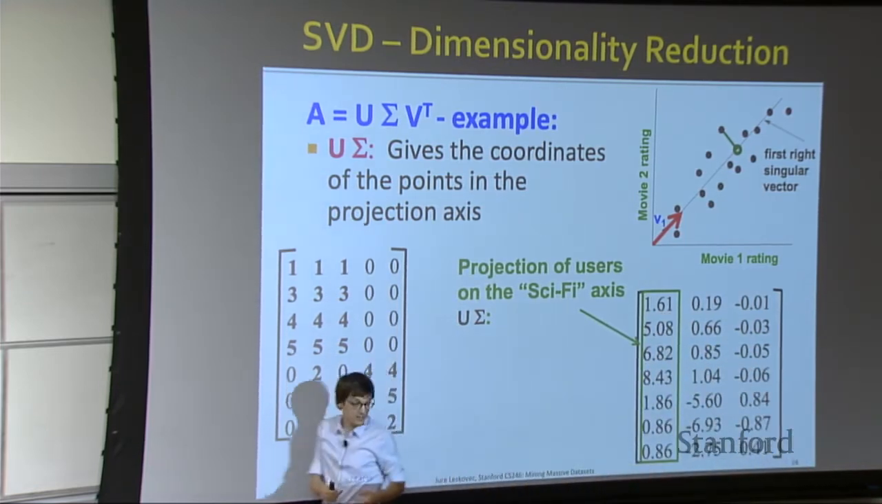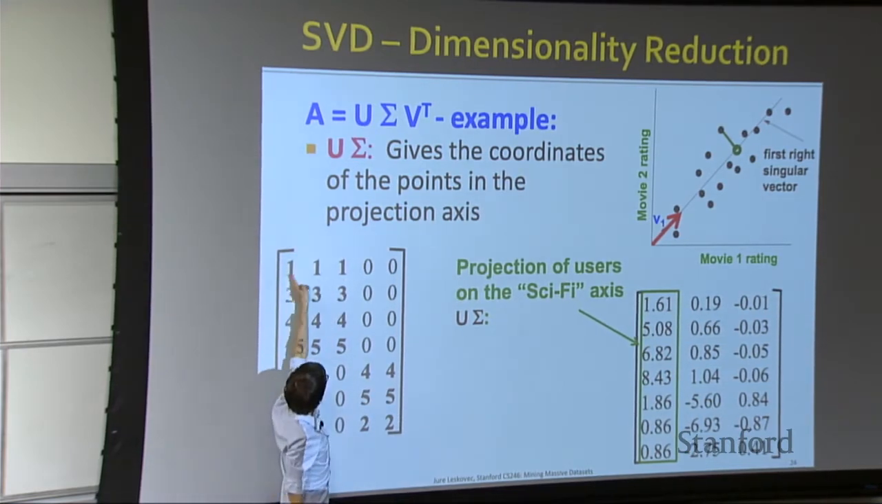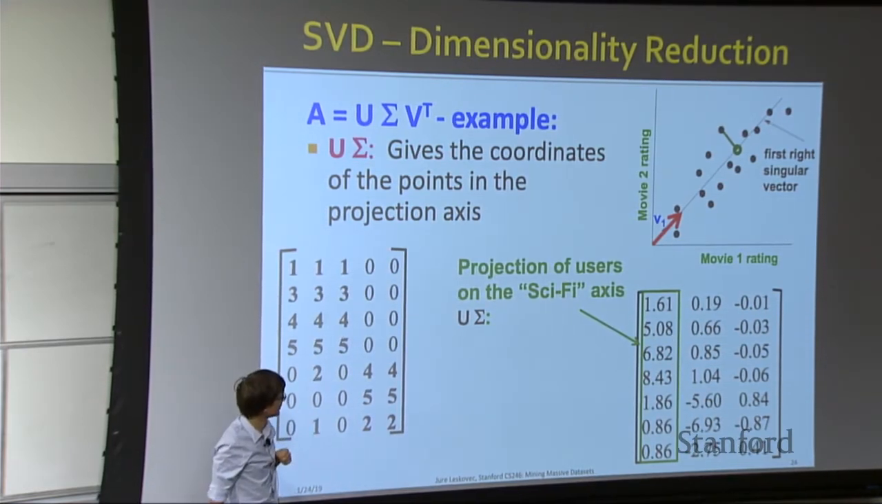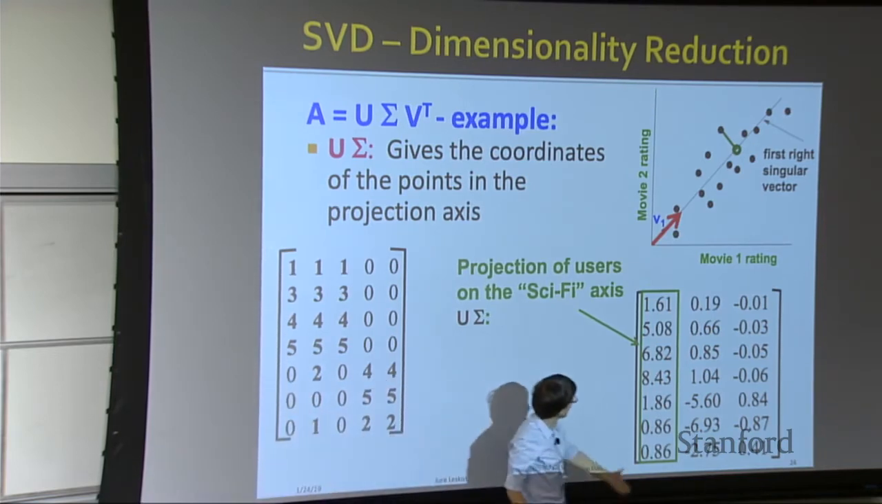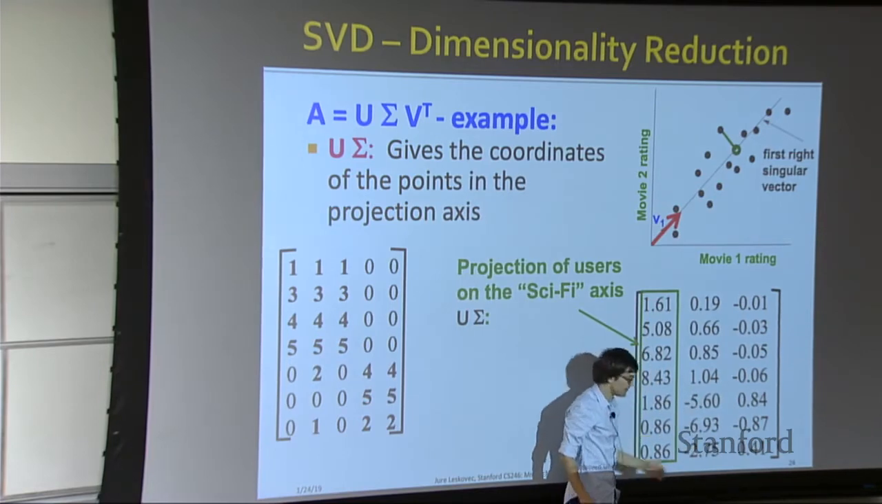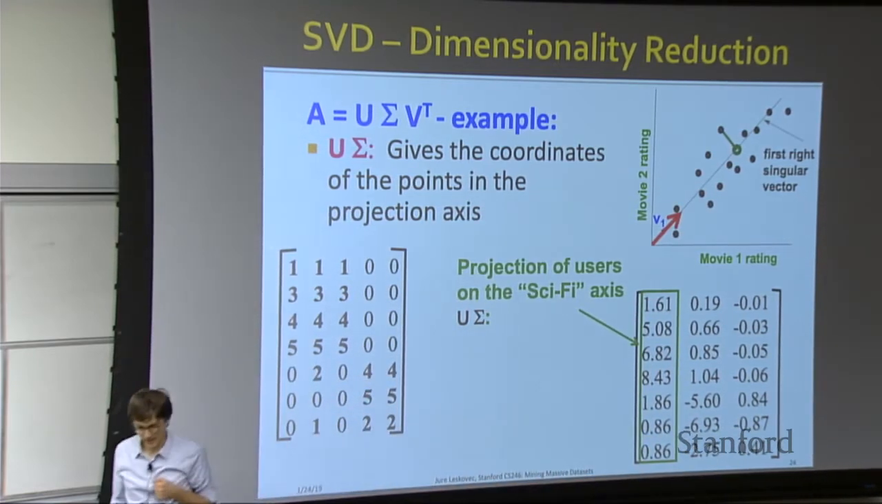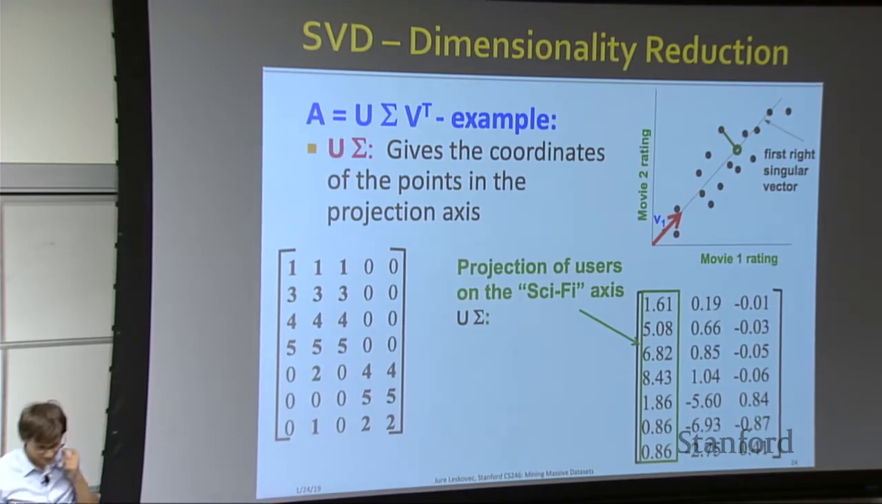And the reason for that is that this person gave very high ratings to all three movies, while the first person gave low ratings to the three movies, right? And then for the second axis, for the romance, again, you can compare the distances here, and they correspond to the magnitude of ratings there, okay? So that's the first thing.